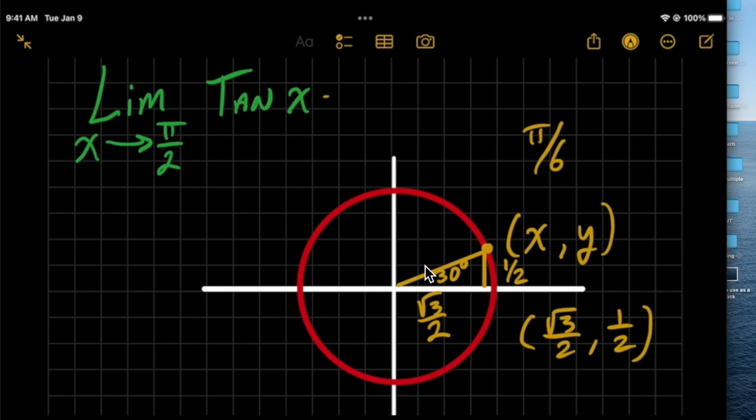What would be easier for students at the beginning is to change that, instead of using x here, change that to theta. So if you did this, theta approaching pi over 2, tangent of theta, that would make more sense, because now we know that's the angle and that this coordinate here is the x coordinate.